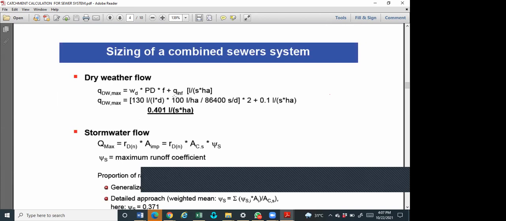And this is where we did it. We multiply all of them together, and convert to liters per second by dividing by 86,400. You get your 0.401 liters per second per hectare. And that is it.